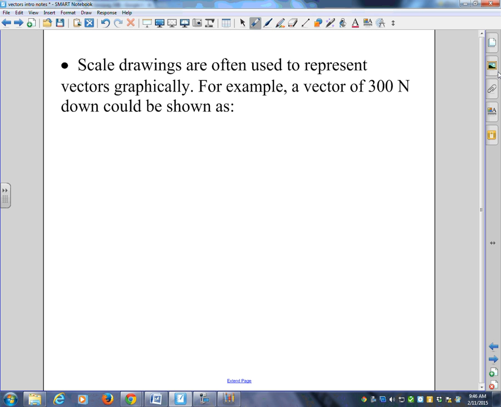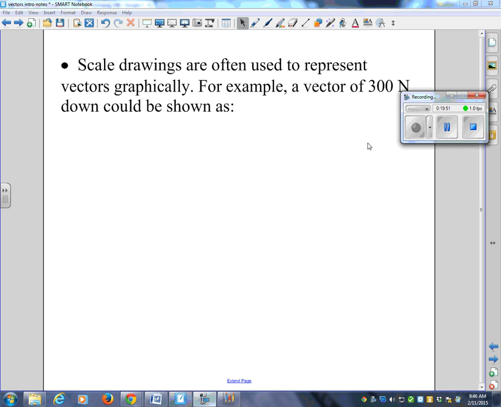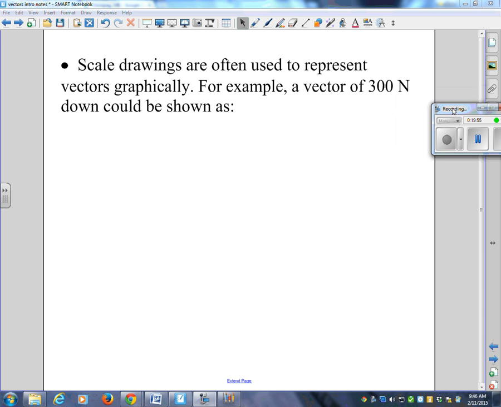Okay, let's talk about scale drawings now. Scale drawings are often used to represent vectors graphically. For example, 300 newtons down could be shown as, don't write this, just watch, okay? 300 newtons. For a scale diagram, you must have a scale.